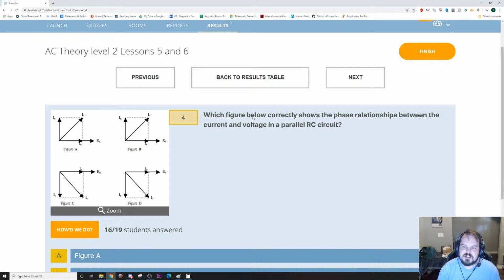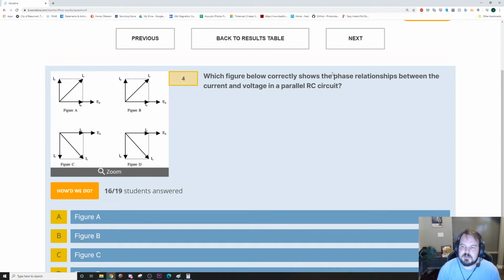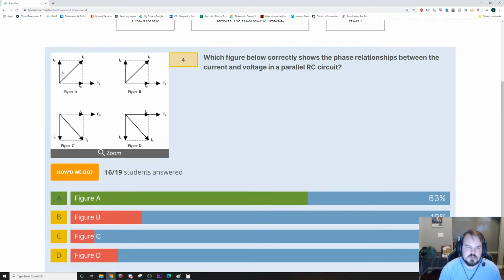Which figure below correctly shows the phase relationships between current and voltage in a parallel RC circuit? It's been 22 minutes. We're on question 4. Current and voltage in a parallel RC circuit. So current leads voltage. A looks promising. Current is leading voltage. But here it's I of R. Yeah, it's A, because current is 90 degrees ahead of voltage.